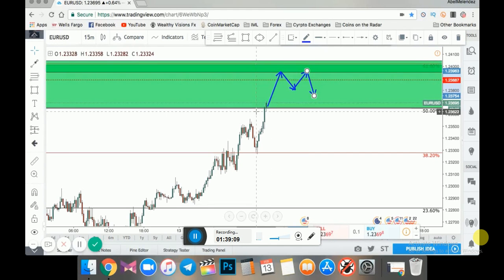On the 15-minute, I haven't done a full analysis on the higher time frame. So we know we're anticipating for this market to continue down. But we're not gonna just jump in blind.